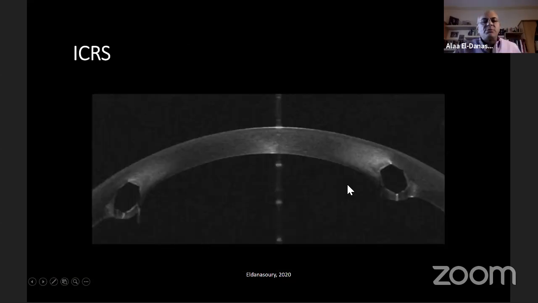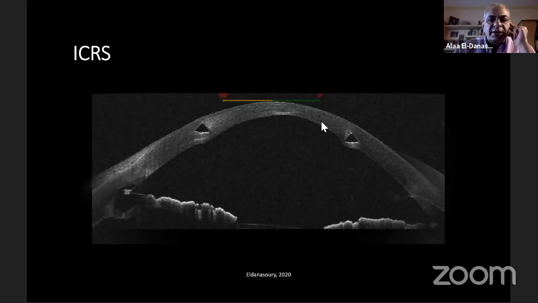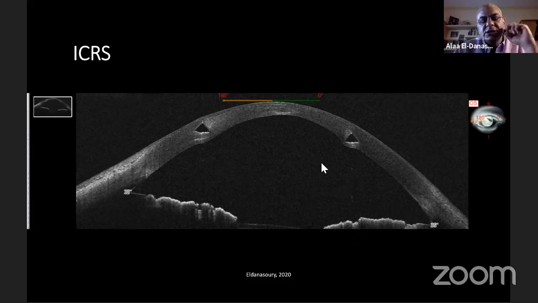Now let's move to the intracorneal ring segments. I started doing ring segments in the late 90s, 1998, 99, with Joseph Colin, our dear friend, the late Joseph Colin, when he introduced the Intacs for keratoconus. And I'm not very much fond of the intracorneal ring segments, but they are useful in very specific cases. And if you are doing intracorneal ring segments, you need to have an anterior segment OCT to assess your cases post-operatively.